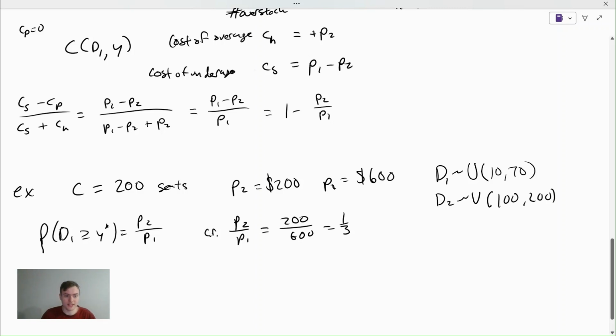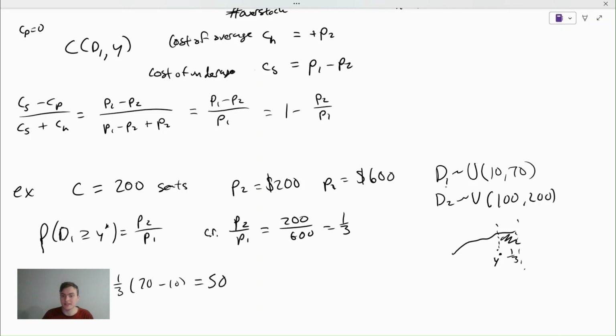Our Y star equals 70 minus 1/3 of (70 minus 10). You could write out the PDF and CDF more explicitly, but in the newsvendor problem I did that for the uniform. Because it's uniform, this is how we get 1/3 from the end of the distribution. We want the probability that D1 is greater than or equal to Y star to be 1/3. So we take this endpoint, which is 70, and subtract 1/3 of the total range, and that gets us to 50. So we would be reserving 50 seats for class 1 customers, and the other 150 could go to class 2 customers.